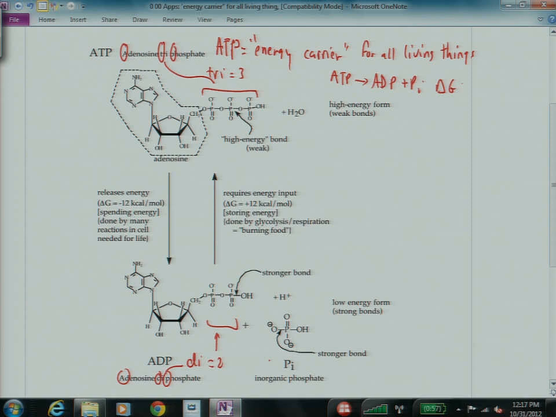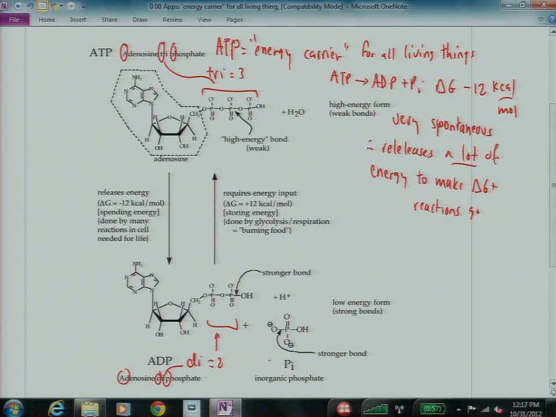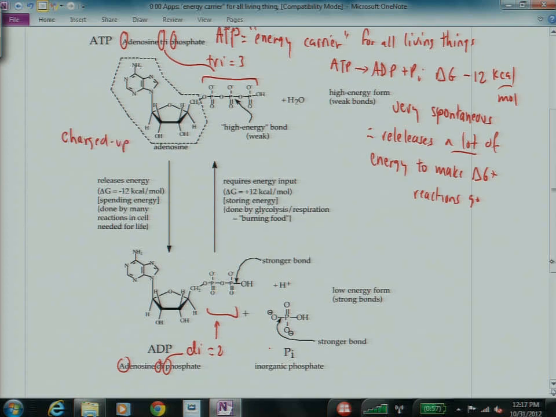So the other way to look at it, it's got a lot of energy in it. It's the energy carrier. This form is like the charged up form. So ATP is the charged up form, and ADP is the discharged form. All right, so how is this possible? How can these two molecules have this big difference in energy? What's going on here?